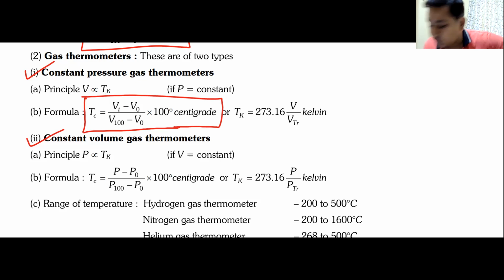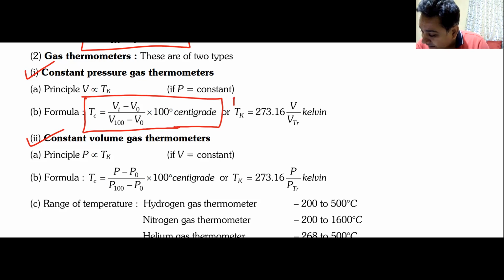Do we understand this? Yes or no? Yes, sir. Volume at temperature T minus volume at temperature 0, divided by volume at 100 minus volume at 0, should be equal to, multiplied by 100 degrees. That will give us the temperature in degrees Celsius. We understand this? Yes, sir. For Fahrenheit, it will just become 32 and 212.